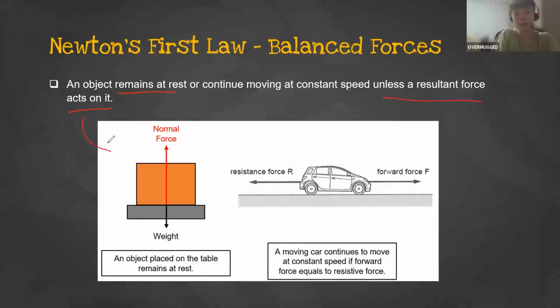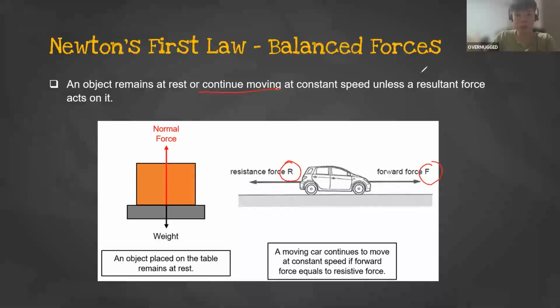This is for your first example over here. Similarly, an object will continue moving at constant speed unless there is a resultant force. So this is usually the one that students often struggle with. In this case, when my F equals R, my forward force equals R, the car will still continue to move. It will not stop. But this is the scenario that is already moving. The car is already moving. Your driving force equals the air resistance, friction, or whatever, the resistive force. The car will continue to move at constant speed. It will not stop. So there are these two scenarios that you need to be aware of. In both scenarios, there is no acceleration or no resultant force.